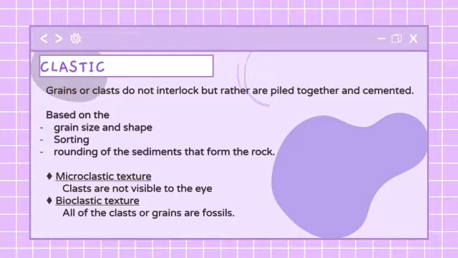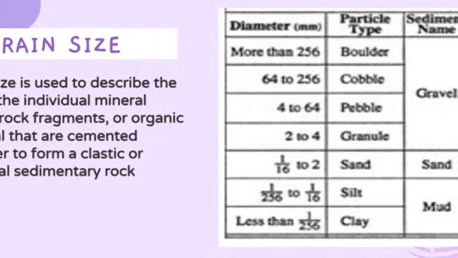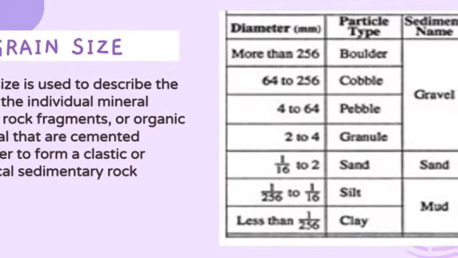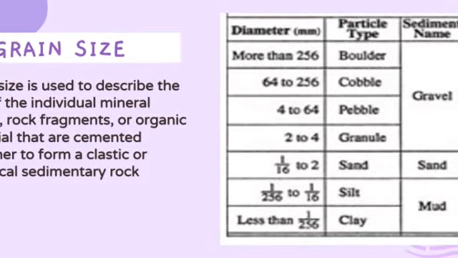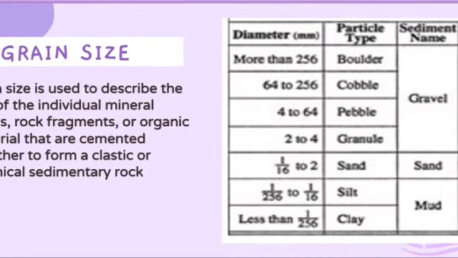Clastic sedimentary rocks are classified based on the grain size and shape, sorting and rounding of the sediments that form the rocks. Clastic sedimentary rocks have 2 types: microclastic texture, in which clasts are not visible to the eye, and bioclastic texture, in which all of the clasts or grains are fossils. Now let's go to the grain size. Grain size is used to describe the size of the individual mineral grains, rock fragments, or organic material that are cemented together to form a clastic or chemical sedimentary rock.